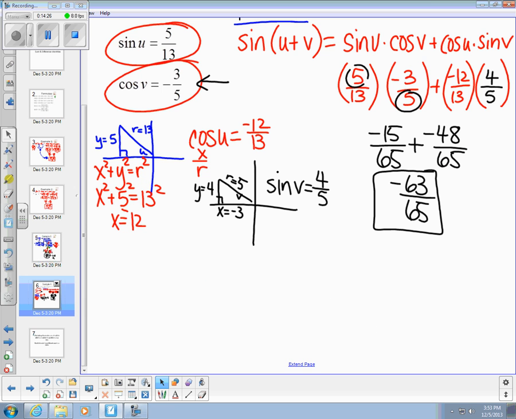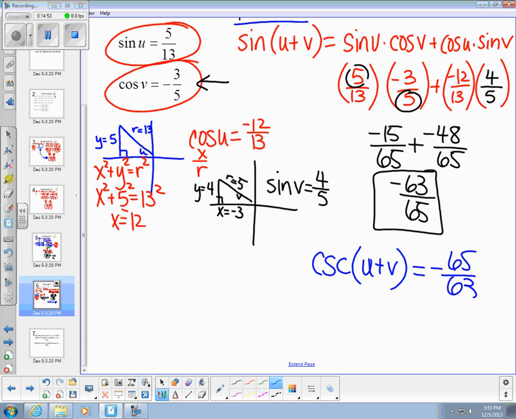Now, one other thing I want to add to this example, that was the sine of u plus v. If you have a question that asks you for cosecant of u plus v, notice I didn't give you any formulas for cosecant, for cotangent, or for secant. But if you know your identities, you know that cosecant is the reciprocal of sine, so the cosecant would have to be -65/63, because cosecant and sine are reciprocals. So you can still use those ideas to do the cosecant, cotangent, and the secant.